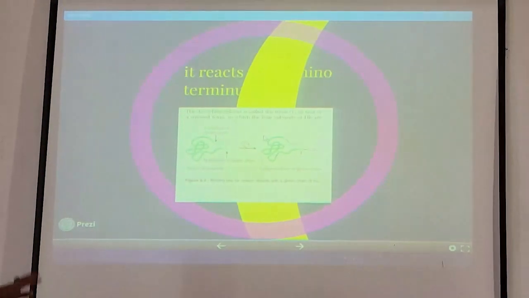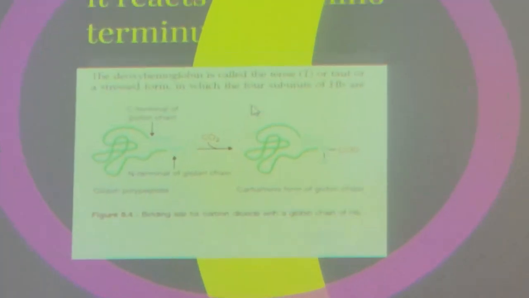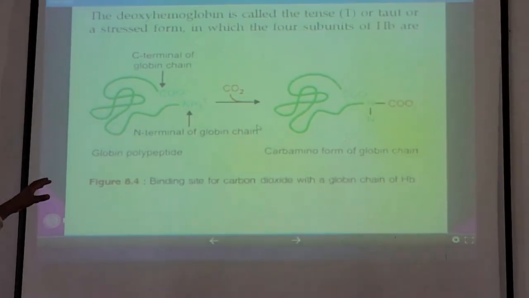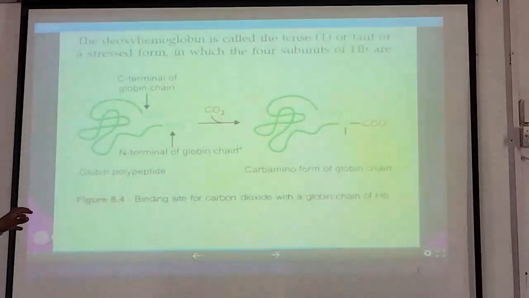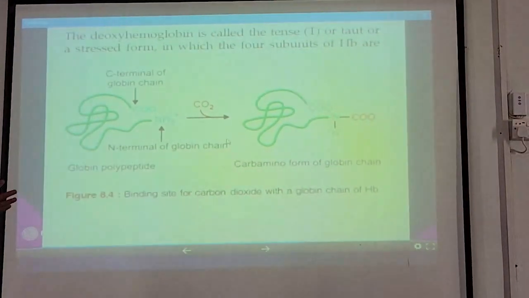The other one is carbon dioxide. It reacts with the amino terminus of hemoglobin and forms carbaminohemoglobin, which is the allosteric site. This will promote the release of oxygen to the tissues and stabilize the T state.